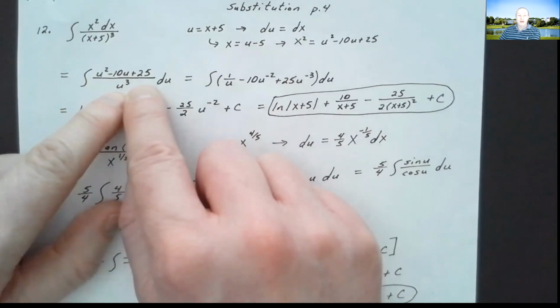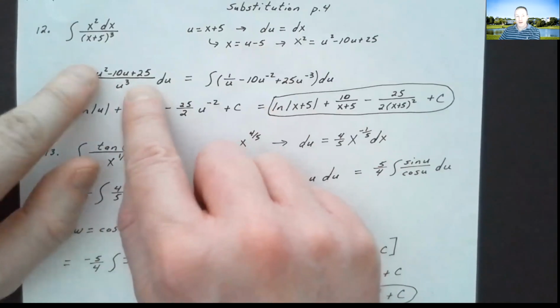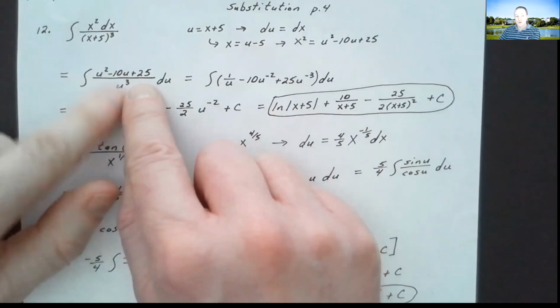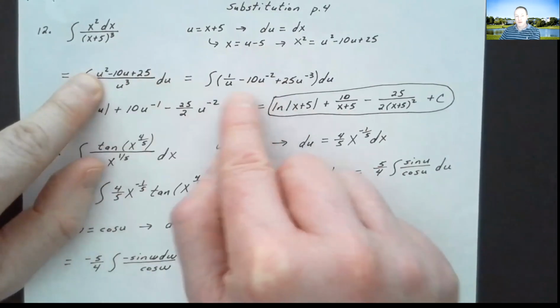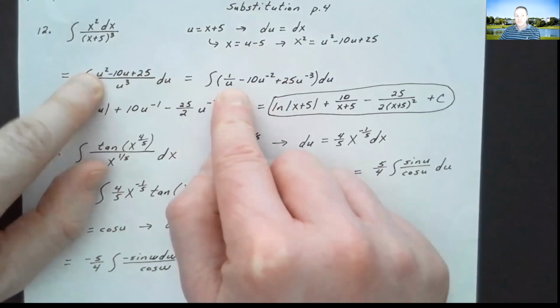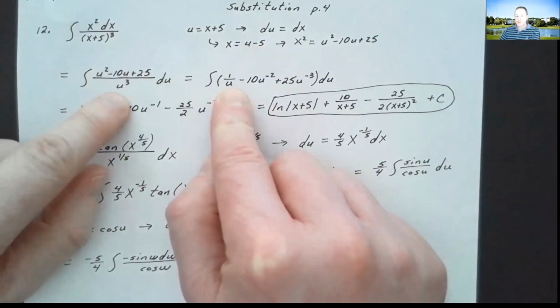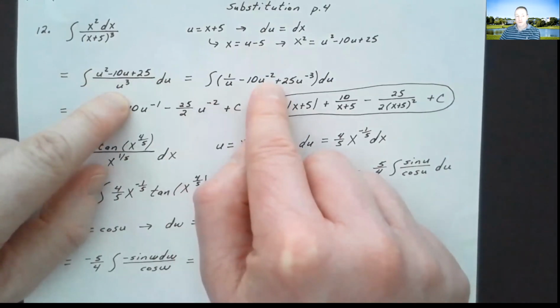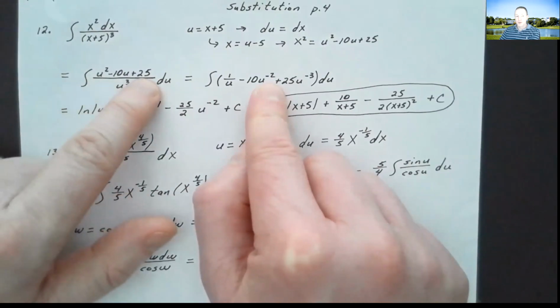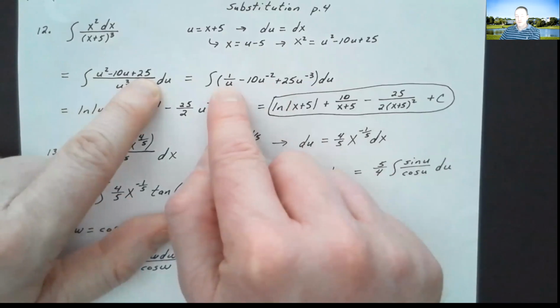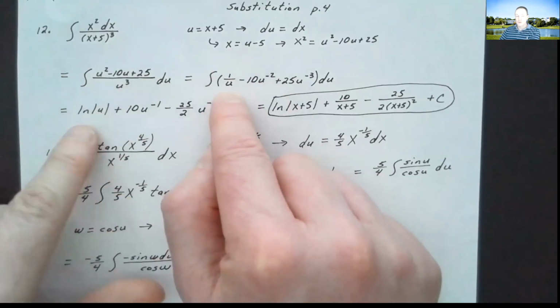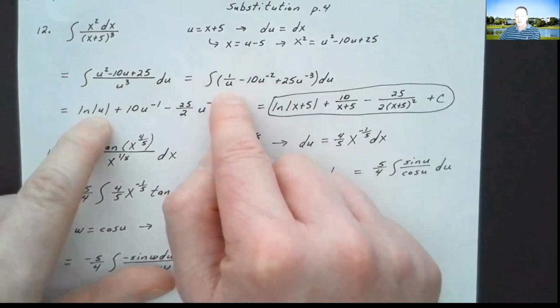The nice thing about this is it algebraically simplifies. I can distribute that u cubed into each term in the numerator. When I distribute it to the first term, I'll get 1 over u. When I distribute it into the second term, I'll just get minus 10 u to the negative 2. And then into the third term, plus 25 u to the negative 3. The reason I didn't call this first term u to the negative 1 is, remember, that's the exception to the power rule. The integral of 1 over u is the natural log of the absolute value of u.